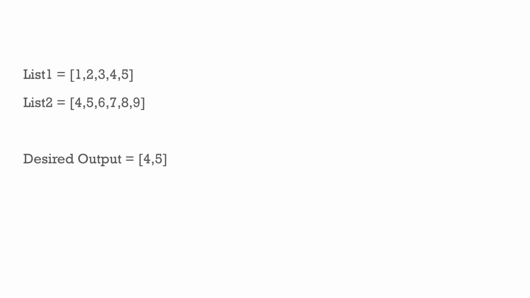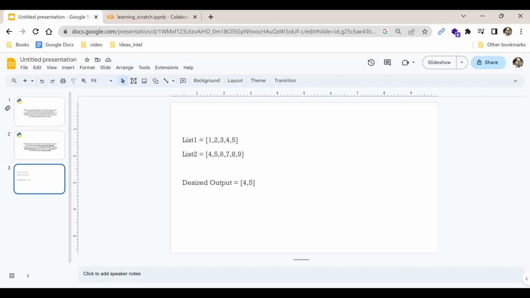So let's take an example. There's one list called list one, which is 1 2 3 4 5, and there's another list, list two, which has values 4 5 6 7 8 9. The desired output should be a list which contains 4 and 5 because 4 and 5 occur in both of these lists. So let's see how we can solve this.